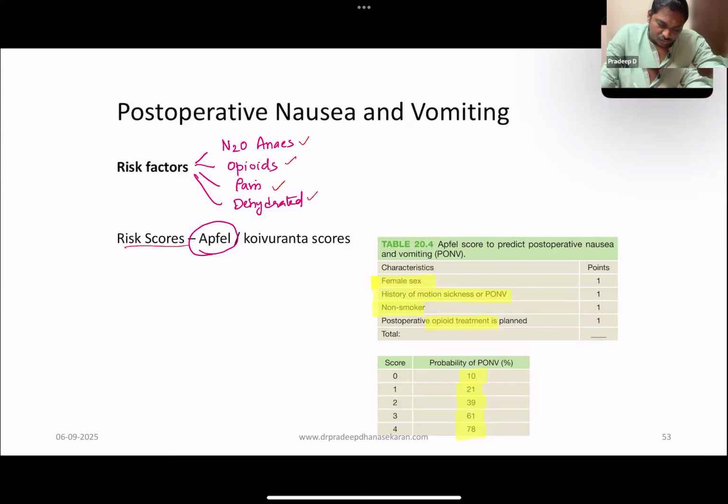The risk scores include the Apfel and Koivuranta score. This is the Apfel score. You have female sex, prior motion sickness or nausea and vomiting, non-smoker, and post-operative opioid treatment planned. Based on the score, you have a risk of post-operative vomiting of 10, 20, 40, 60, and 80%.